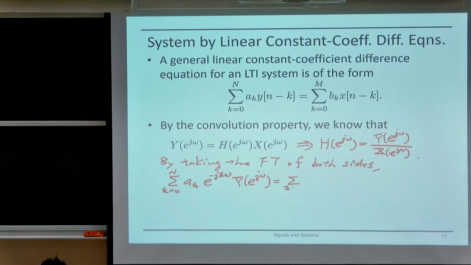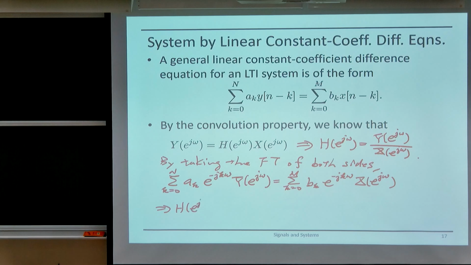And on the right-hand side, we have the summation over k from 0 to m of b_k e to the minus jk omega times X(e^{j omega}). Okay? So then, if you divide X to the other side and move this summation of a to the other side, you get immediately the frequency response H.